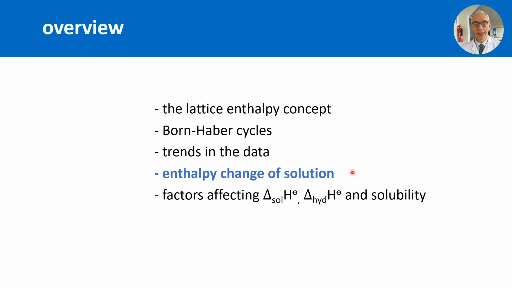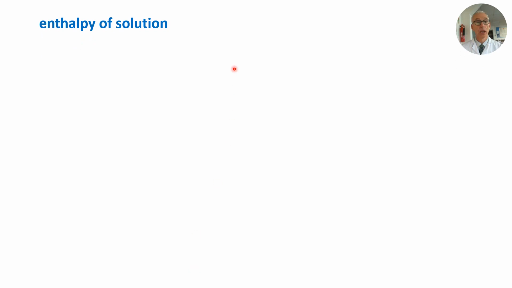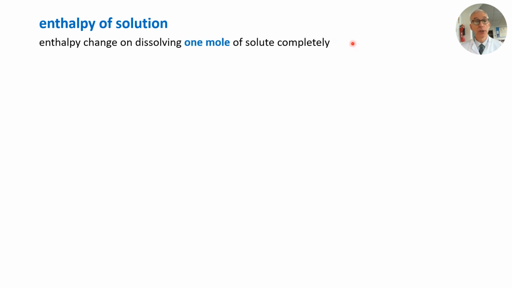Moving on to the enthalpy change of solution. Enthalpy of solution, of course, has a definition. It's the enthalpy change on dissolving 1 mole of solute completely. You will see different definitions, but this is the working definition used by OCR Chemistry A. So if that is the case, can you write an equation that expresses the idea of the enthalpy of solution of sodium chloride? Pause and write your equation.